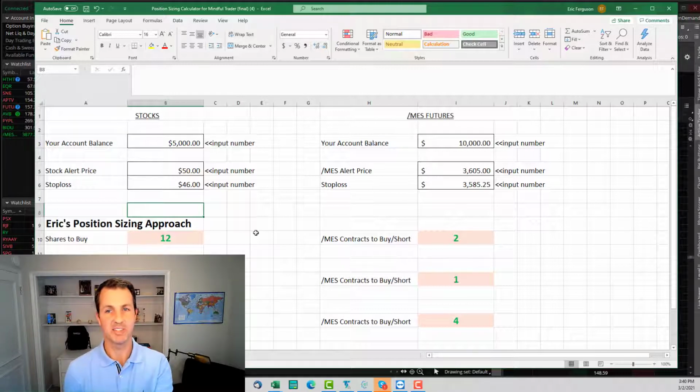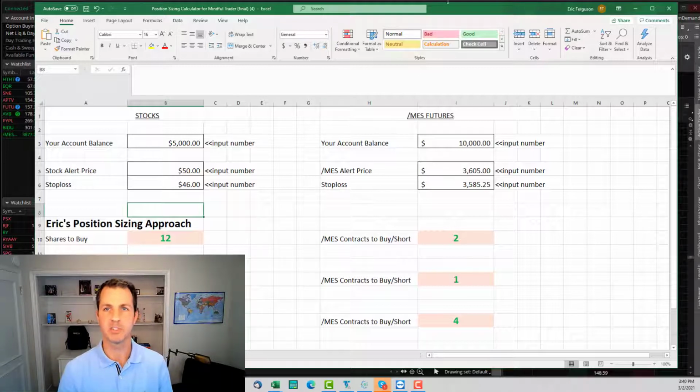So I do post MES futures trades in the stock pick section, and in general, I refer to the service as a stock picking service, but technically it's a stock picking and futures picking service. The large majority of the trades I make are stock trades, though. But either way, now you have a way to calculate what my position size would be with either one.